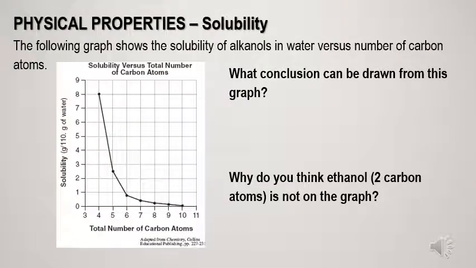We're now going to look at the solubility of alkanols, which is another of their physical properties. The graph shows the solubility of alkanols in water versus the number of carbon atoms. What I'd like you to do is think about the 2 questions on this slide. What conclusion can be drawn from the graph, and why do you think ethanol is not on the graph? Pause the video now and try and answer those questions.